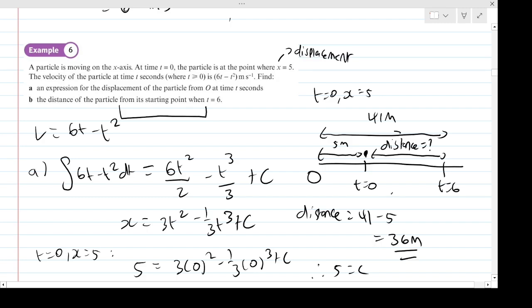Okay. Quite a malicious question, I feel like. The vast majority of the time, your starting displacement will be 0. Kind of makes sense because if you're starting, you've not moved anywhere yet. But I guess this question tried to throw you off by starting somewhere else, okay? And so there we are. That's the actual distance they're after there, okay? Right.